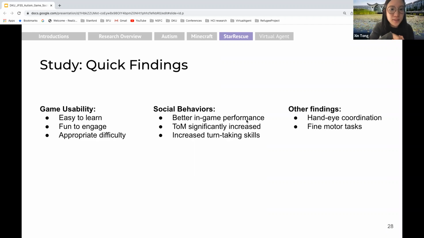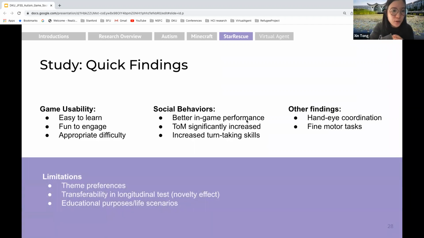As a very happy side effect, they also showed increased hand-eye coordination and fine motor task abilities in the pre-post comparison. However, we found some kids didn't like the Star Rescue theme, and that matters. We didn't measure its transferability from the game scenario to the real-life scenario, and this can be done in more longitudinal settings to eliminate the potential novelty effect.